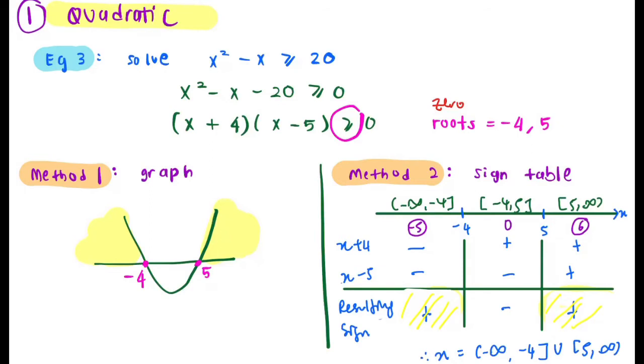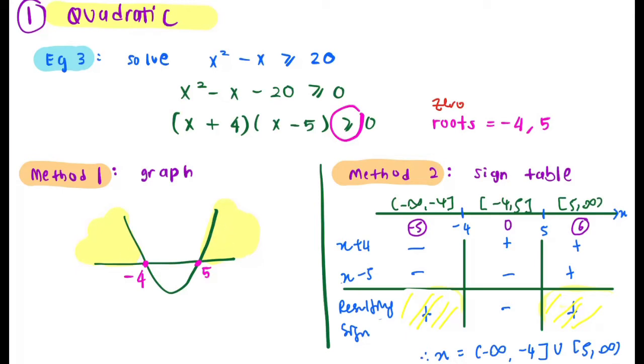The way is, just draw a smiley graph. So why is this a smiley graph? Because your a now is positive, therefore you must draw a smiley graph. Okay, so if you draw a smiley graph, put your zeros here, minus 4, another zero is here, 5. And then this is the downside of it, and this is the upper part. Since you want positive, therefore your answer is this part and this part here.